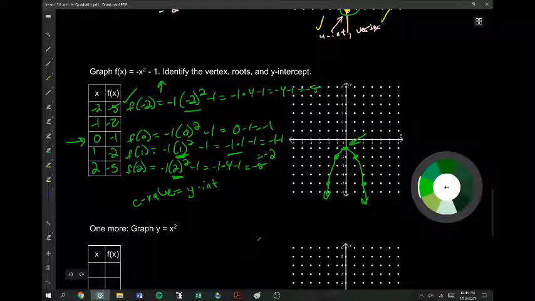This has a vertex and a y-intercept at 0, negative 1, and it has no roots. Notice how this parabola doesn't cross the x-axis because it has no roots.